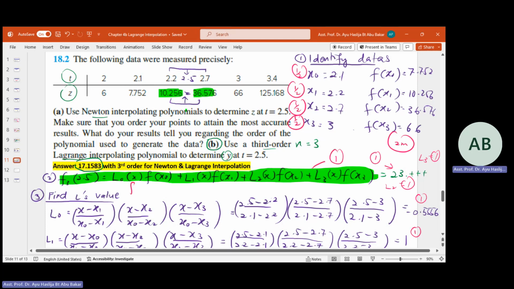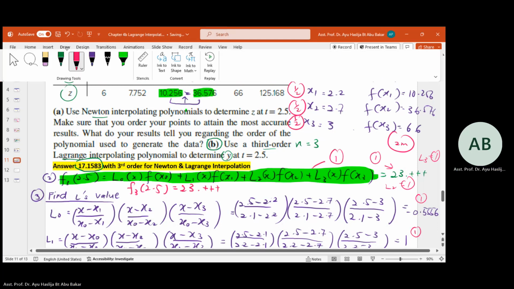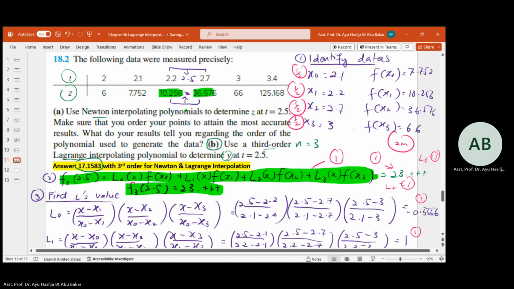Final answer for this is 23 again. 23 point something something. Okay, this 17, perhaps I used different data points from my calculation earlier. Okay, as long as your final answer is between 10 and 36, it should be correct.